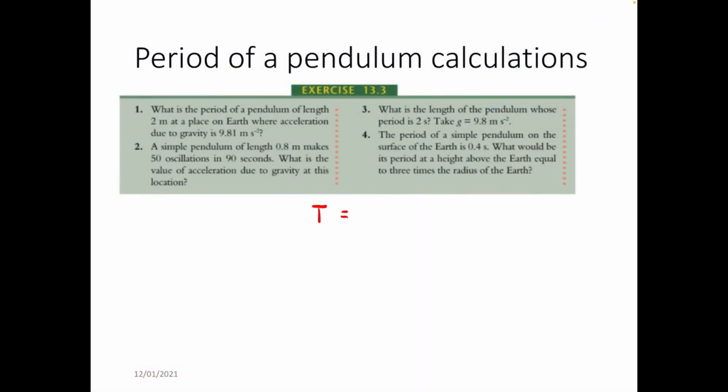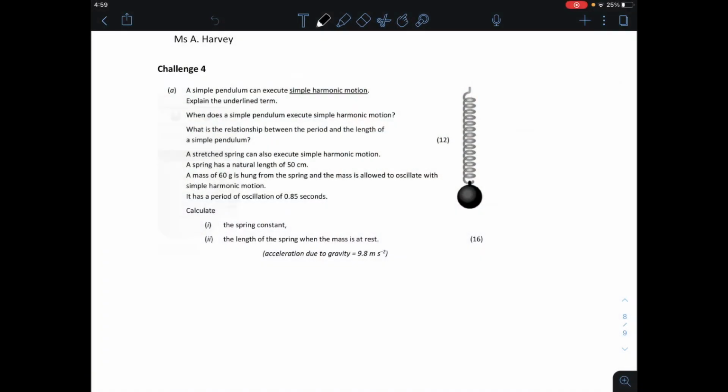Okay, so using your equation, T is equal to 2 pi times the square root of L over g, I want you to solve question 1 and question 3. Okay guys, I now want you to turn to page 8 of your simple harmonic motion notes and look at challenge 4. Please complete challenge 4.